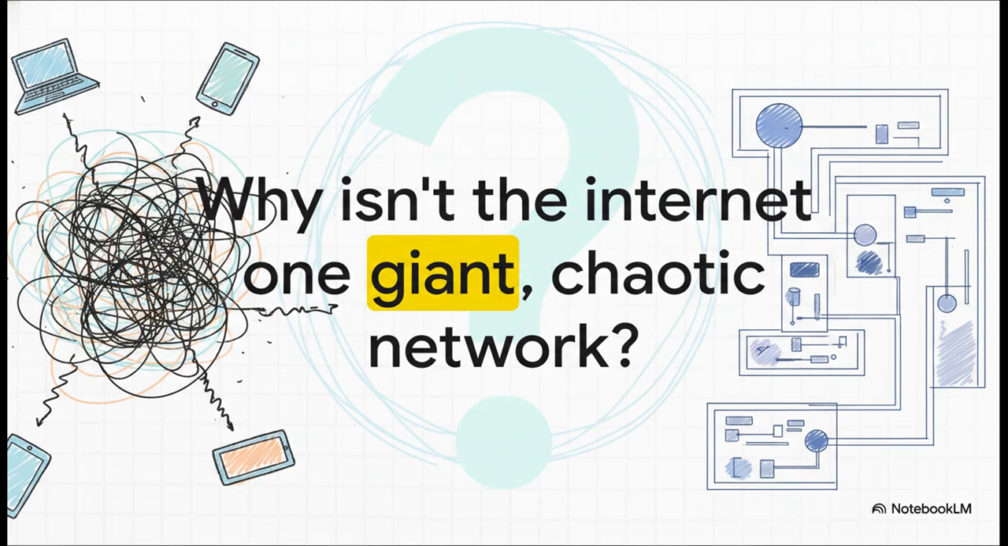You ever stop and think about the internet? I mean, really think about it. You've got billions of devices all trying to talk at once. How in the world does it not just collapse into one massive screaming traffic jam? It seems like it should be pure chaos, right? But it's not. And that's because there's this really elegant, invisible structure that's keeping everything running smoothly.